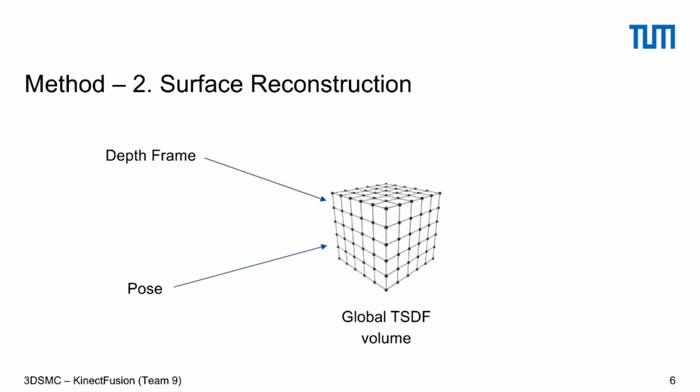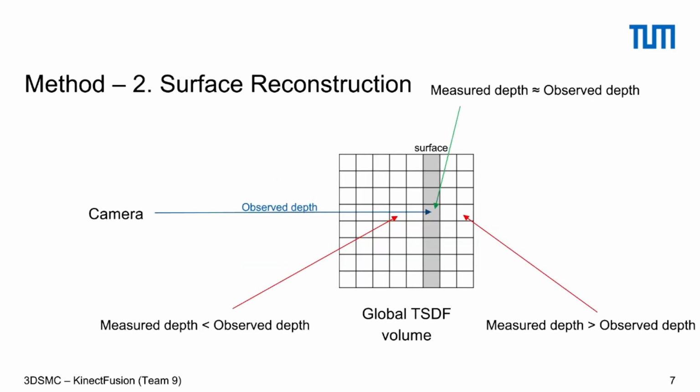For surface reconstruction, we use the depth map and pose estimated by ICP to integrate new information into the global TSDF volume. To achieve this, we project each voxel within the camera frustum onto the image plane to obtain the observed depth. In this example, voxels on the same row are projected onto the same pixel, resulting in identical observed depth. We then compare these observed depths with the measured depth.